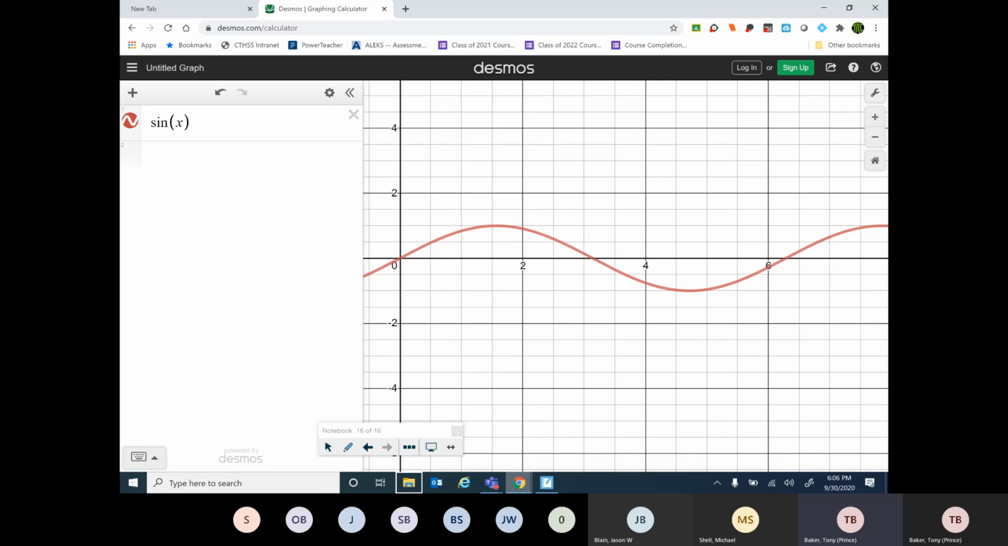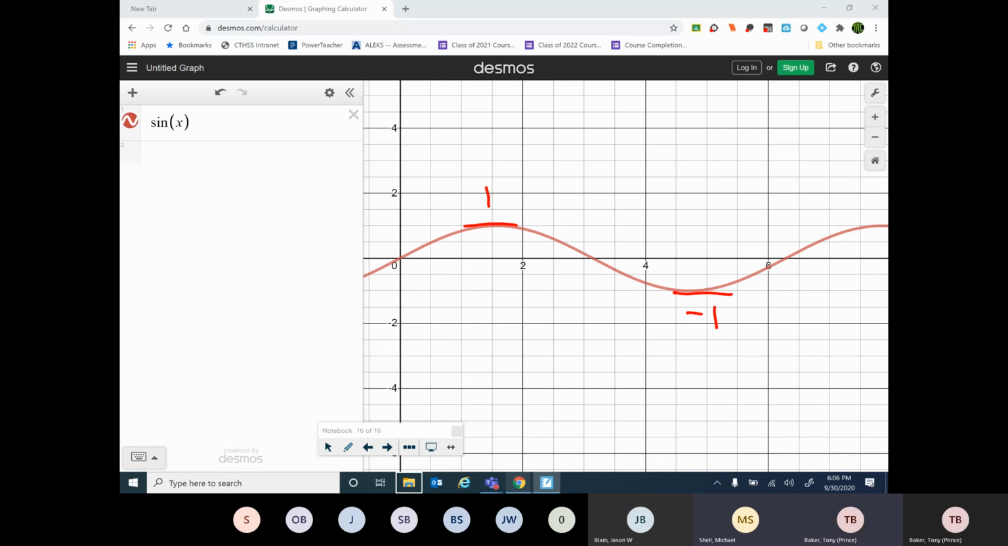All right, so this is sine of x. A few things that we want to look at are the domain and the range. Notice that the function keeps going on forever, so for sine of x, my domain is all real numbers. My range goes from -1 to +1. So that's going to be my range of the standard sine of x function.